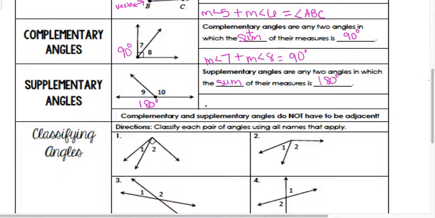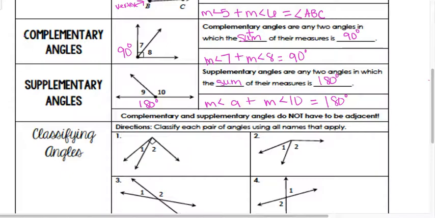All right, so we've got the measurement of angle 9 plus the measurement of angle 10 is equal to 180 degrees. All right, so there's this little trick I'm going to show you, and you may have already seen it before, but it just helps me remember.